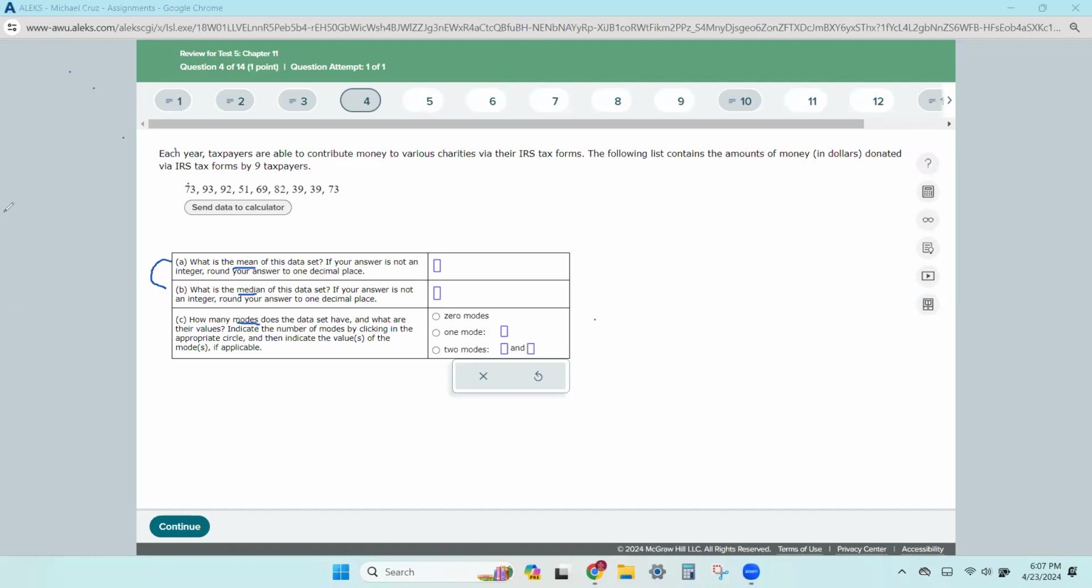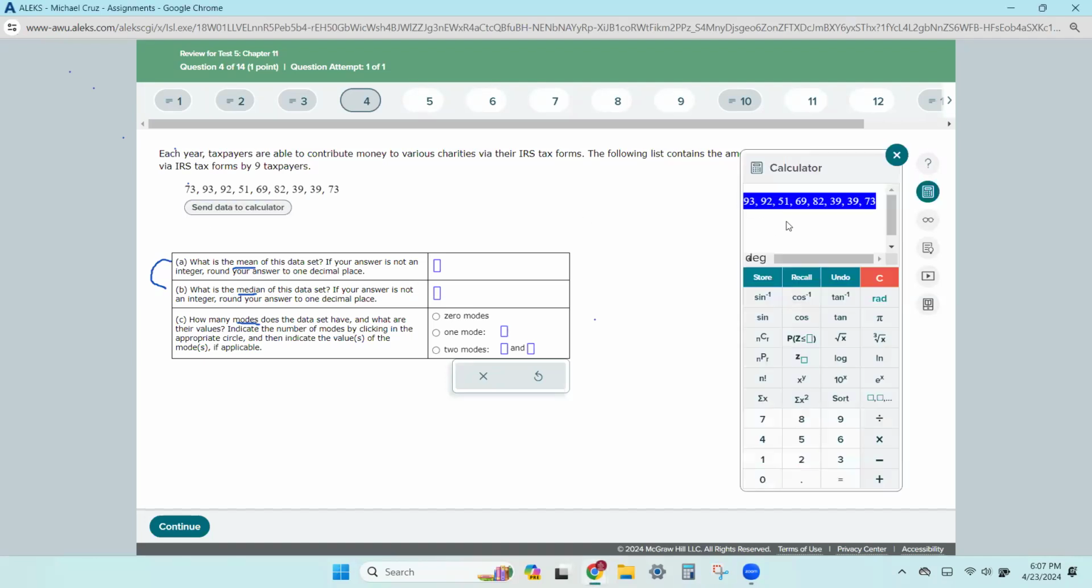All right, so the good thing about this is we can use the calculator because it'll send it over there and we don't have to worry about mistyping anything. So the first thing I'm going to do is the median and the mode first, just because I think it's easier to proceed that way. Hit sort. Remember this button here, sort. If they're in there with commas and you hit sort, it puts them in order.